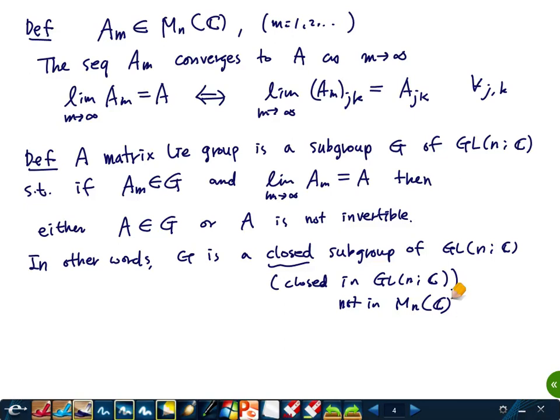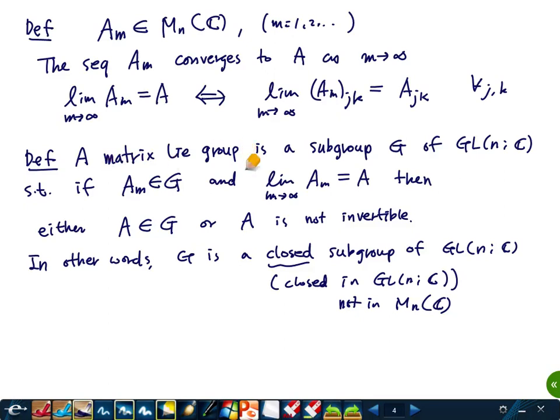Okay, it may not be closed in M_n, but it should be closed in GL. That's the definition here. So a matrix Lie group is a closed subgroup of the general linear group. And we will see many examples of matrix Lie groups today.